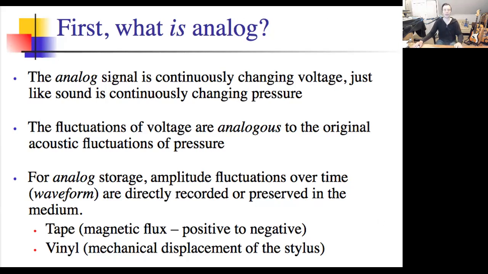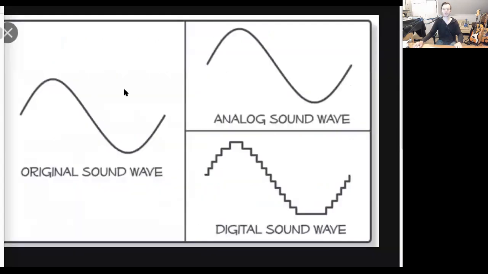And what a continuously changing voltage means is it's smooth. There's no point where it isn't continuous to the point before it. No matter how far you zoom in on the signal, it's still a continuous line. An analog waveform will look something like this waveform on the left there.